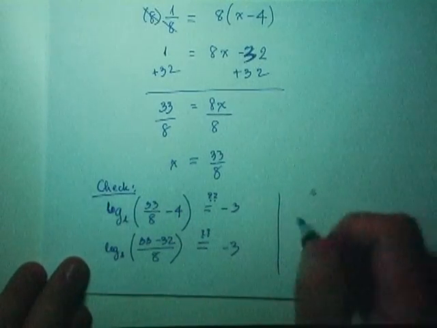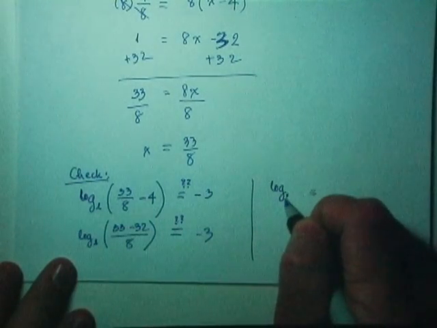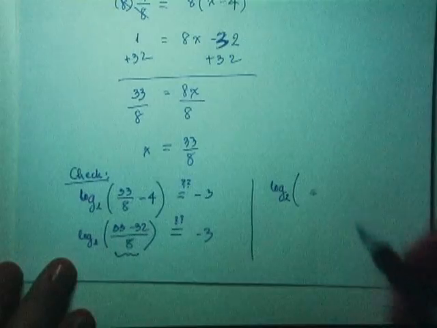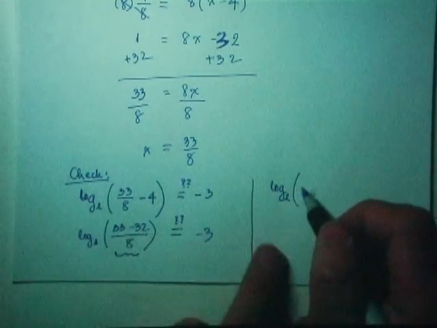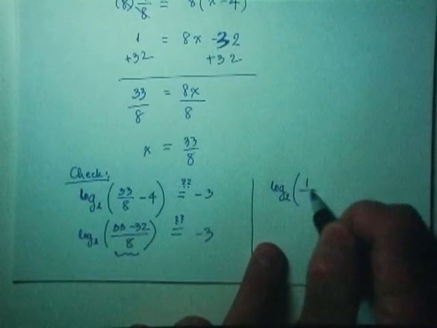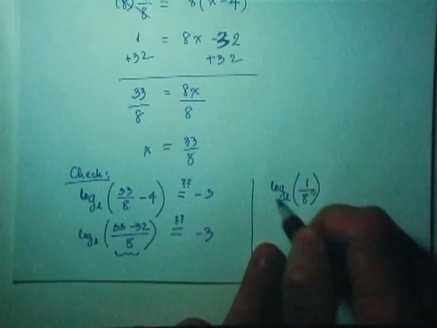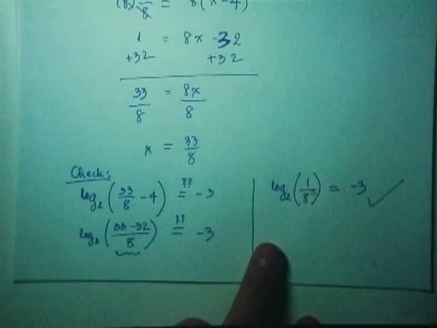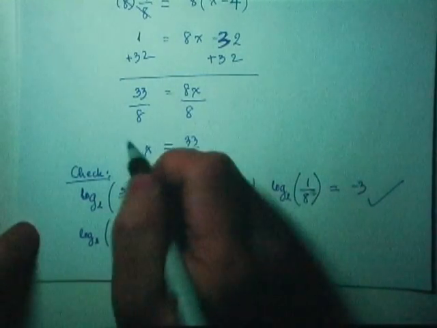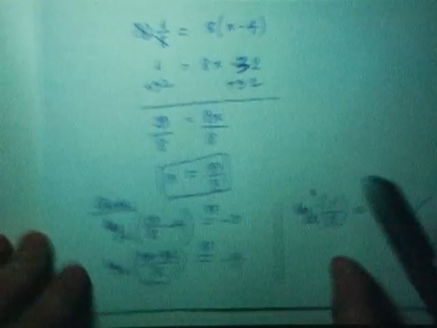So now the left-hand side will become log base 2, and calculating that further, I have 33 minus 32, and that would give me 1, and that would be over 8. So now clearly, log base 2 of 1 over 8 equals negative 3. So now my two sides are checked to be equal. So now you can go back and circle your answer as your final answer: x equals 33 over 8. And that's how you solve problem number 12.